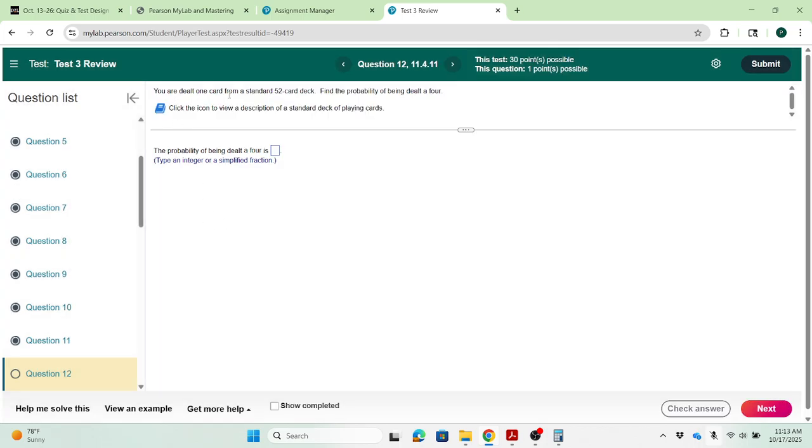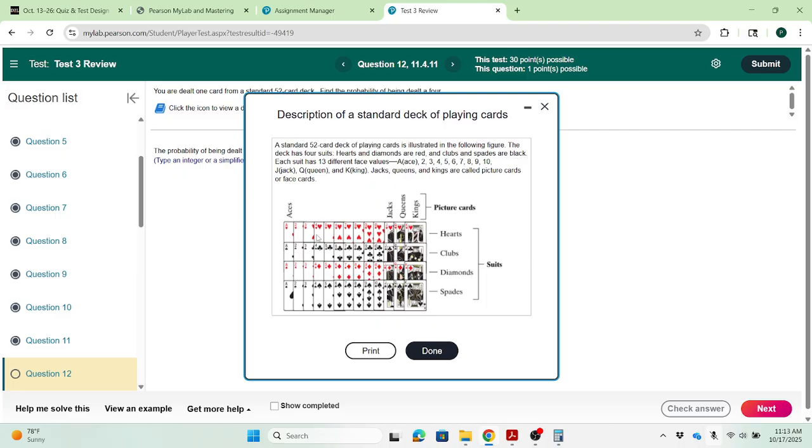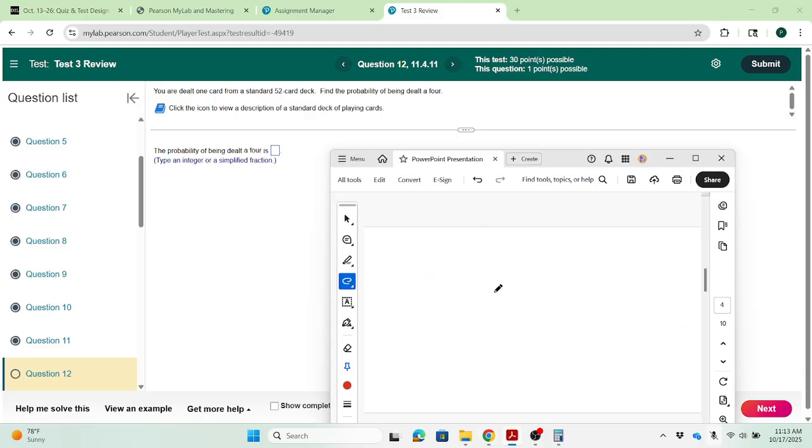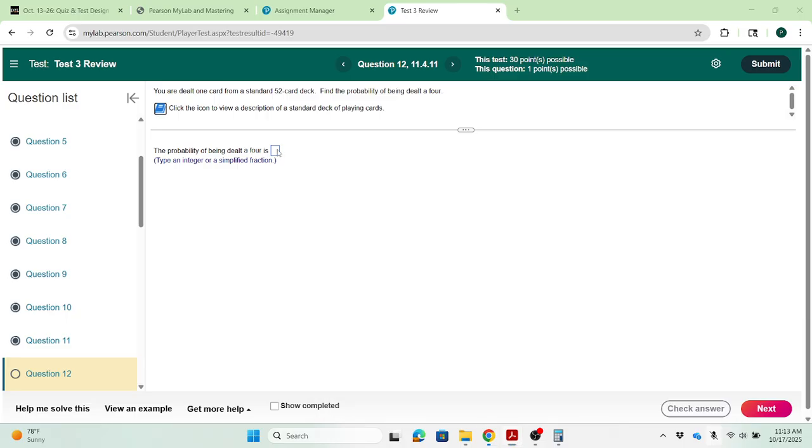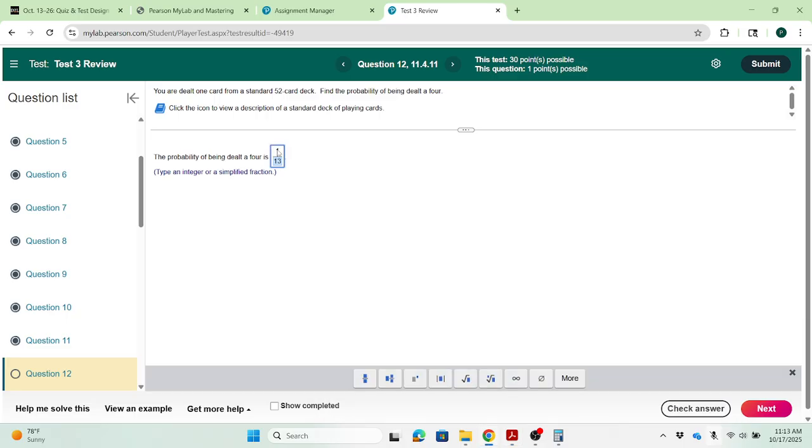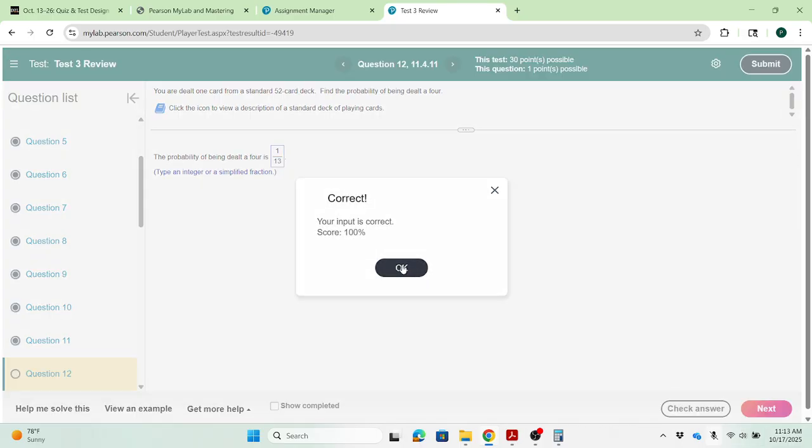You are dealt one card from a standard 52 card deck. Find the probability of being dealt a 4. How many 4s are there? If you look at the cards, you see there are 1, 2, 3, 4. So 4 out of 52, that's the probability. And if you simplify this, it's 1 out of 13. You can use your calculator to go from decimal to fraction and use the simplified fraction, okay?